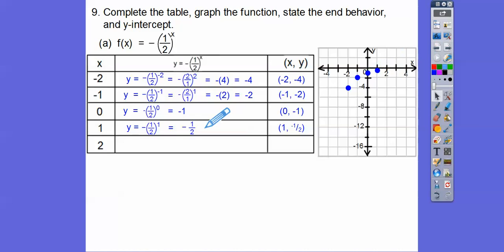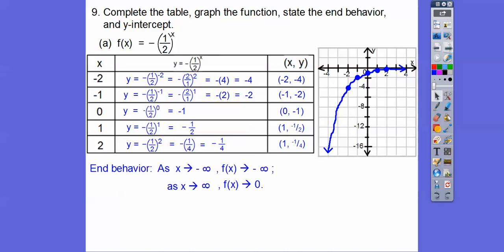Okay, let's plug in 2 now. So it's going to be 1/2 to the 2 power. When you do fractions to an exponent, you got to square the top and the bottom. 1 squared is 1, 2 squared is 4, and it's negative, so it's -1/4. So we go over 2, down 1/4. Okay, so we get that. So there's our upside down backwards J curve right there. Exponentials always do that.